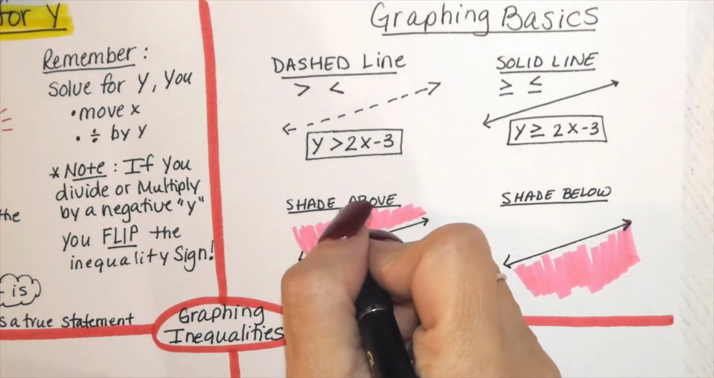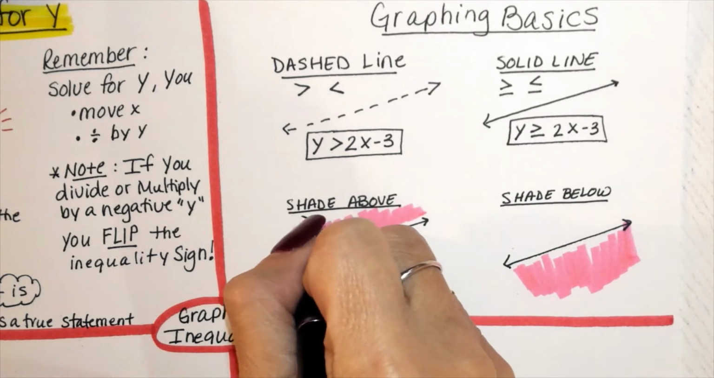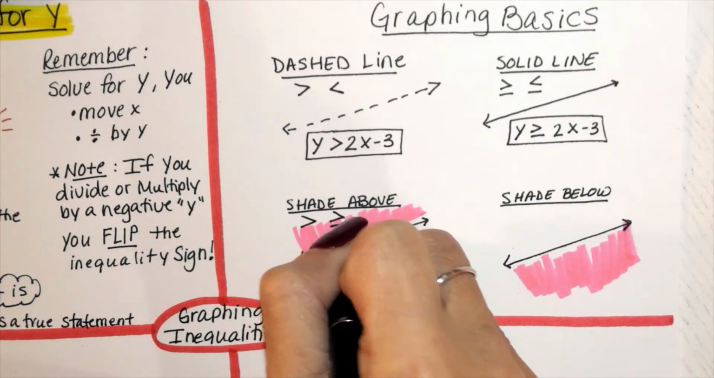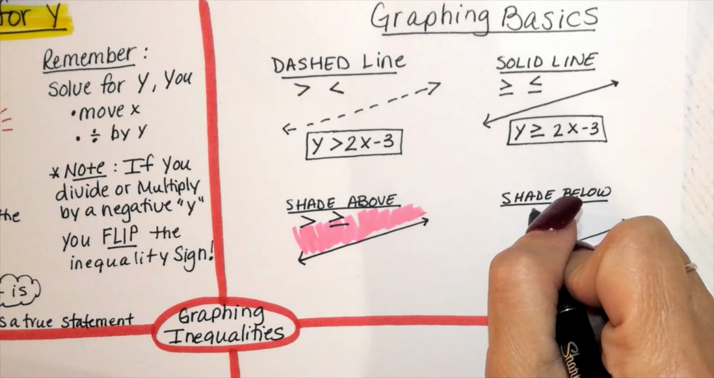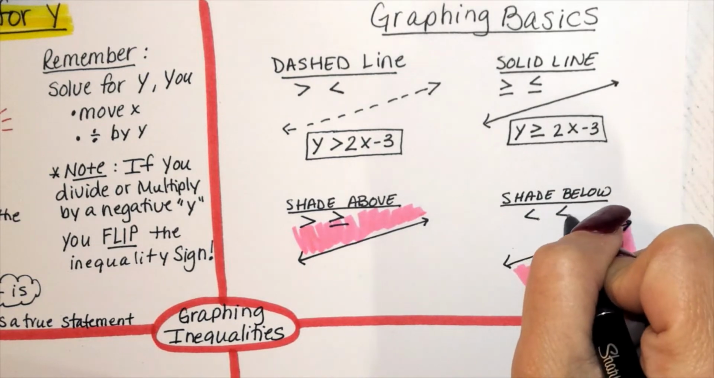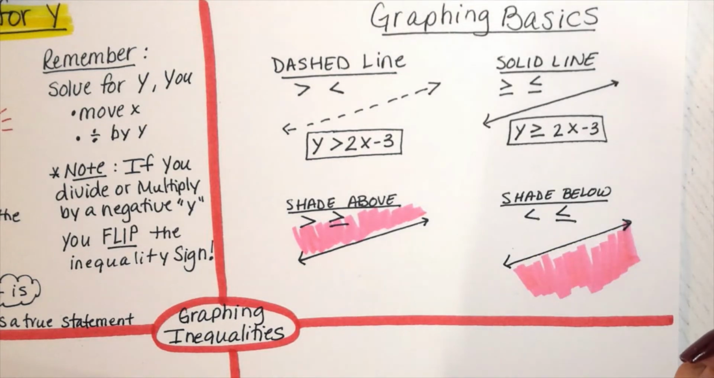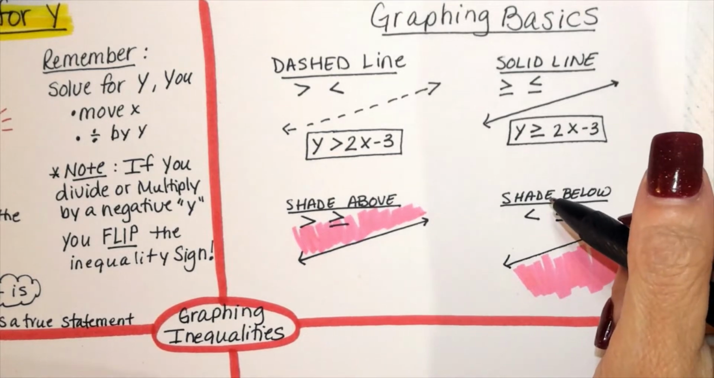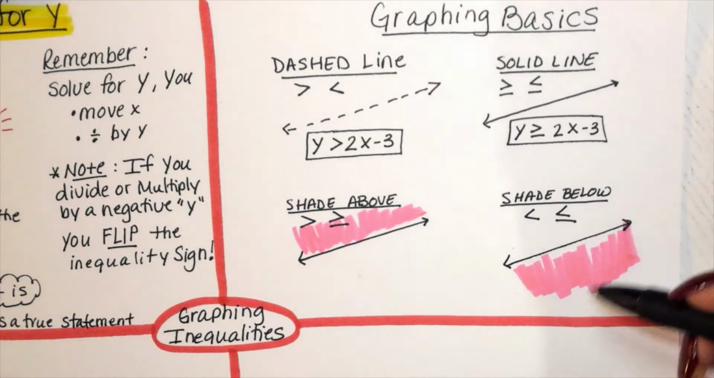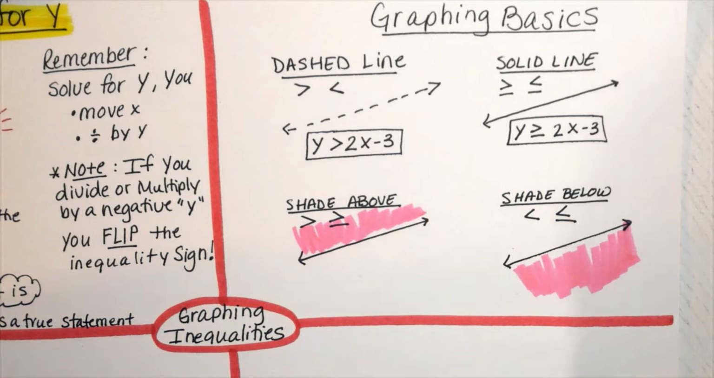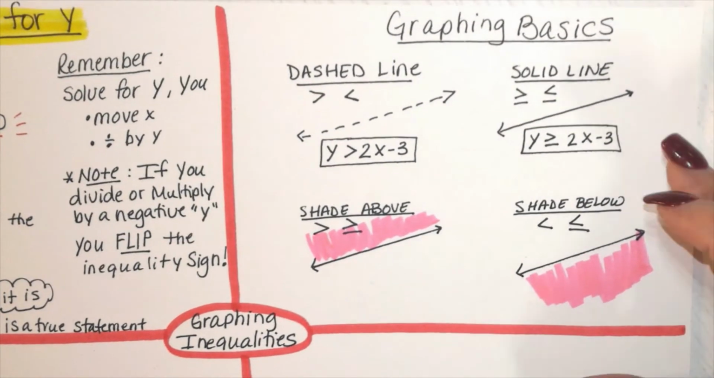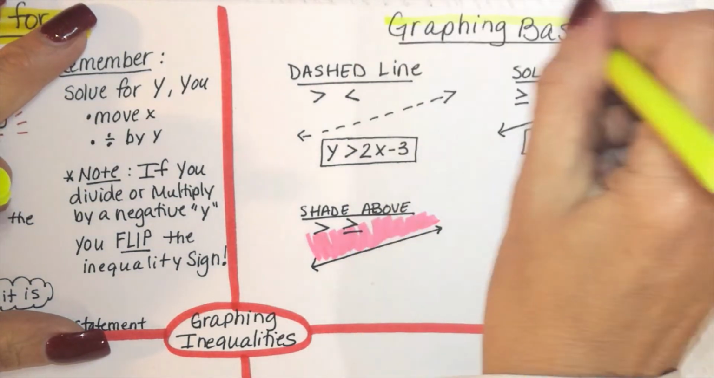Now, shading above the line is going to be when we have greater than and greater than or equal to. Shading below the line is going to be less than and less than or equal to. I'm going to show you a little trick with this. We're going to do a couple before I actually show it to you, but it's going to involve hot lava. And it does kind of make it a little easier if you struggle with which way to go. But I'm going to show you the other way first, and then I'll go into it. Okay, so these are our basics of graphing, and let me highlight this as well.